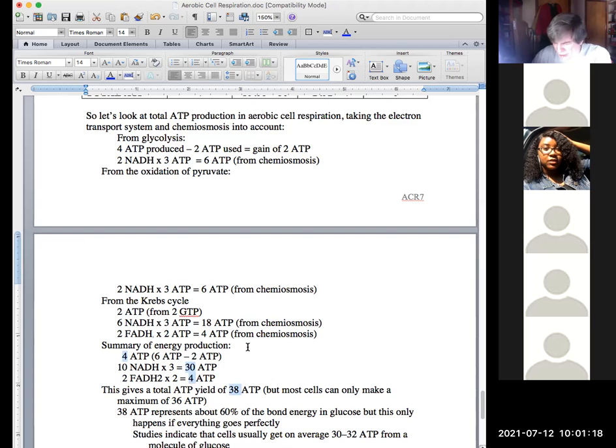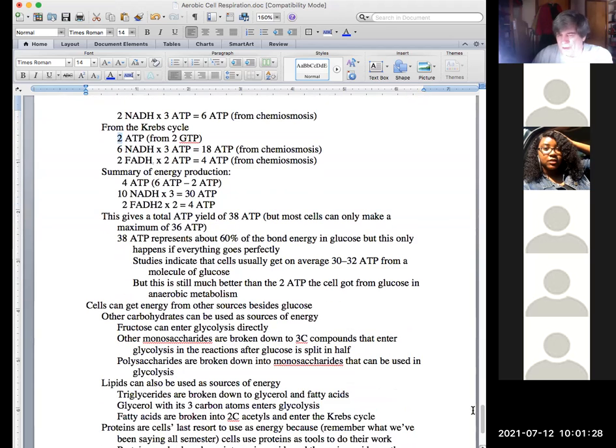Without the oxygen, all you get is the 2 from glycolysis. So 2 ATP versus 38. So that's why anaerobic activity is short-term, like sprinting. Aerobic activity is jogging or walking or riding a bike at a pace that you can maintain, or swimming.